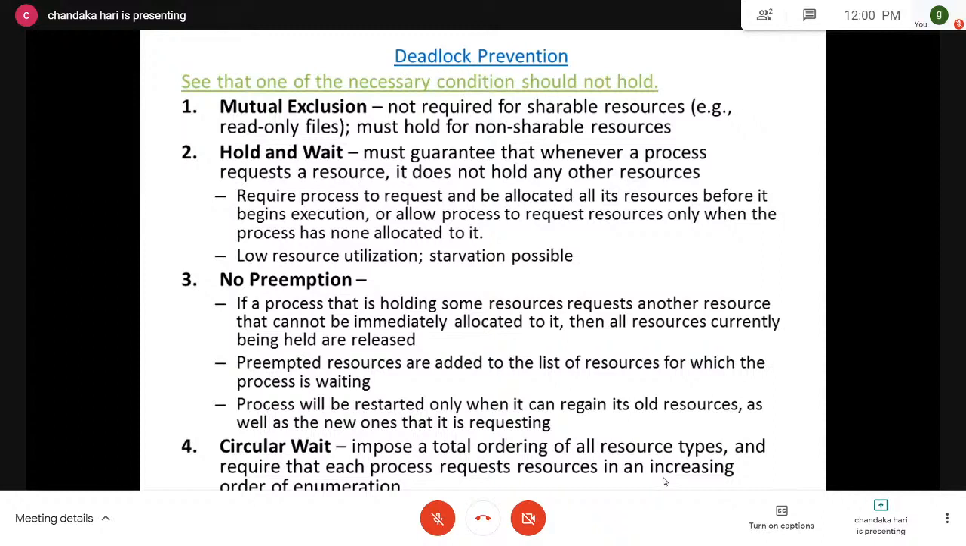Coming to the first one, mutual exclusion. Already I told that your computer system is equipped with two kinds of resources, shareable and non-shareable resources. We are not getting any deadlock situation with shareable resources. We are getting a deadlock situation only with non-shareable resources. Now, what are the necessary conditions causing a deadlock? You please try to see that the necessary conditions will never occur in a system. How can you do this? One scientist has given a solution.